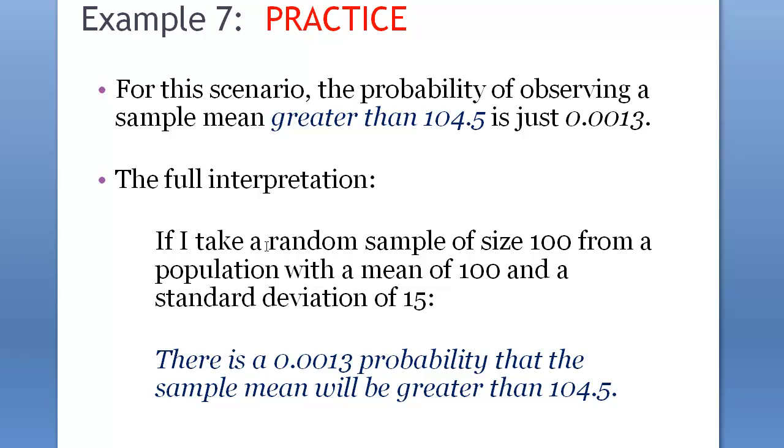The full interpretation: if I take a random sample of size 100 from a population with a mean of 100 and a standard deviation of 15, there is a 0.0013 probability that the sample mean will be greater than 104.5. Right.